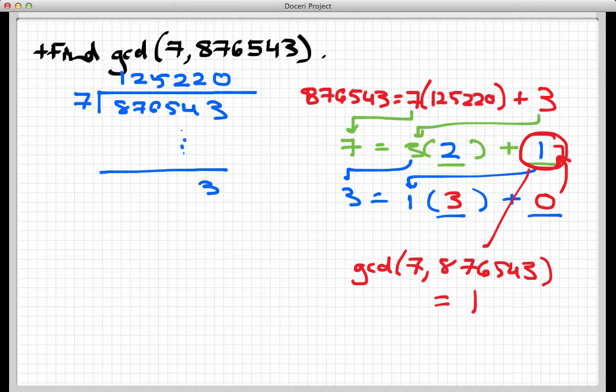It's a wonderful algorithm because it tends to compute the GCD very, very quickly, and it actually doesn't involve any division at all. It just uses multiplication and addition.